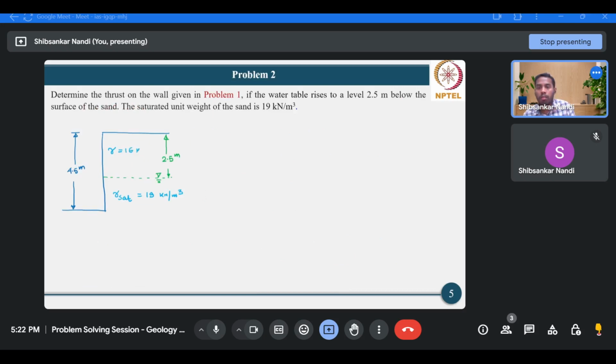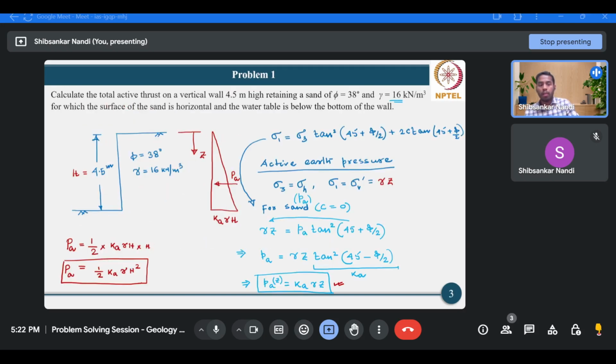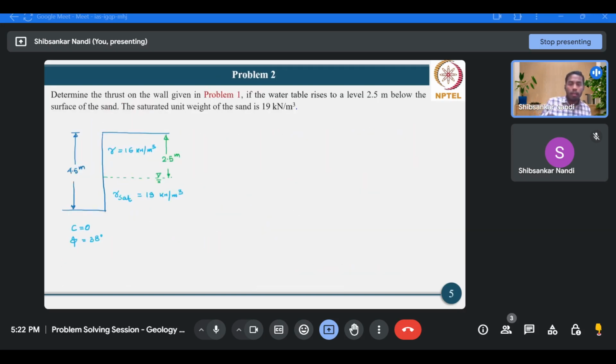16 kilonewton per meter cube. And the shear strength parameters will remain the same. So c is 0 and phi is 30 degrees. So shear strength parameters will not change. Now if shear strength parameters are unchanged, therefore the active earth pressure coefficient will also not change. So it will be 0.238 only. Okay.